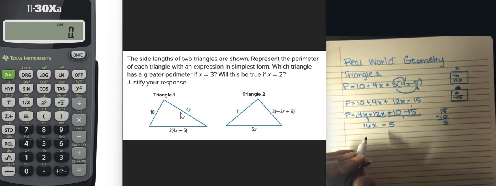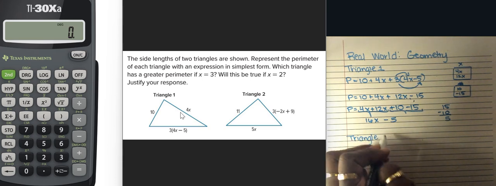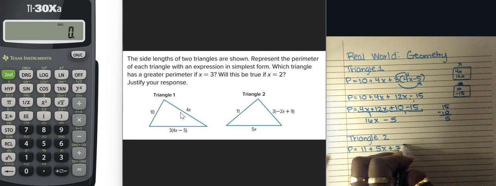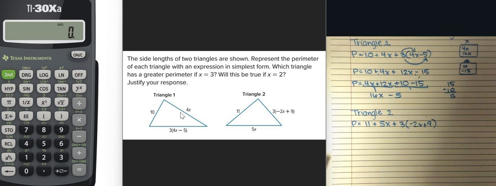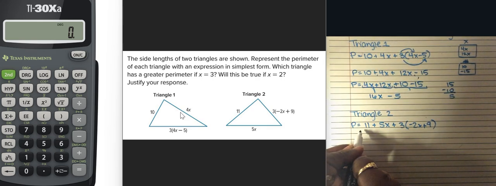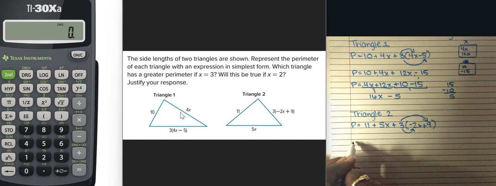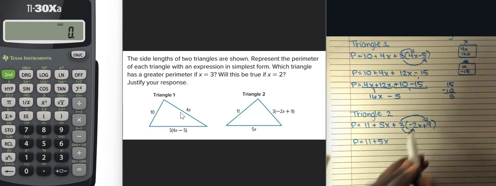And then I'm going to simplify triangle 2 first, and then we'll figure out which one is greater or least. All right, so the perimeter of triangle 2 is going to be 11 plus 5x plus 3 times (negative 2x plus 9). All right. So I'm going to simplify that again using the distributive property. Okay, so now our perimeter is equal to 11 plus 5x. And then we have 3 and 2. That gives me 6.